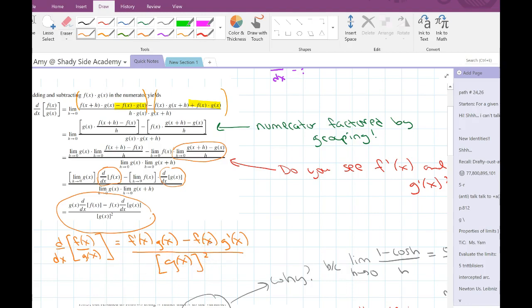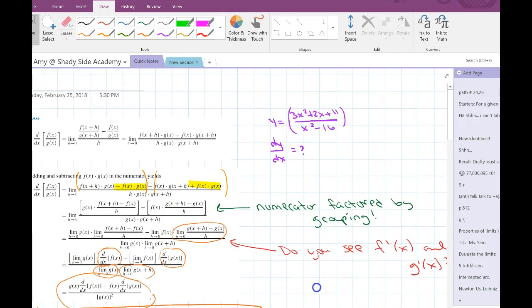I didn't even talk about that. Let me go back up here. Right here, limit as h approaches 0 of g of x, that will just be g of x, right? Look at this one. Limit as h approaches 0 of g of x plus h. Well, as h approaches 0, g of x plus h will just approach g of x. So limit as h approaches 0 of g of x, that equals g of x. Limit as h approaches 0 of g of x plus 0, that just equals g of x. G of x times g of x is g of x squared. And here you have your next derivative rule. It's called the quotient rule.